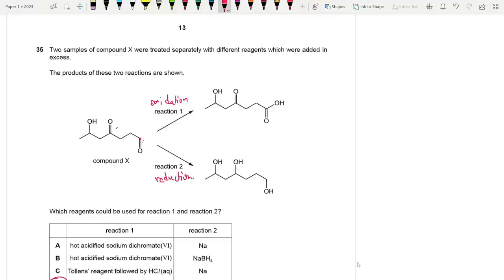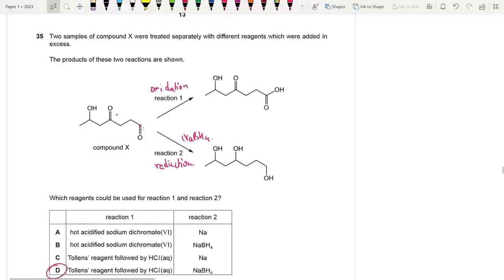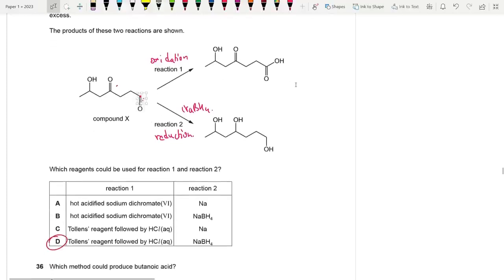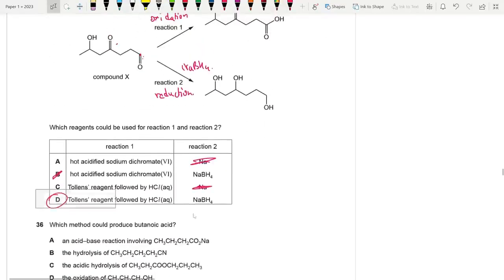So we can reduce this using NaBH4 or LiAlH4, and we can oxidize the aldehyde to carboxylic acid using Tollens reagent. So A was out of the equation. It was between B and D. Why not B though? Because if we use sodium dichromate, then this secondary alcohol would also be oxidized to ketones. So since that remained the same, that is why we used Tollens reagent.